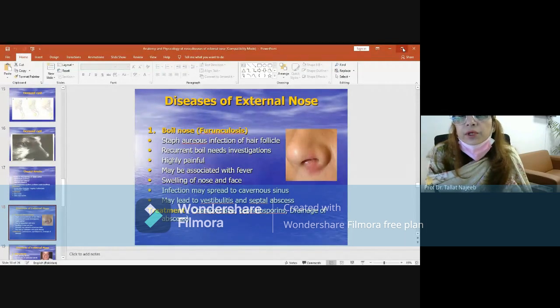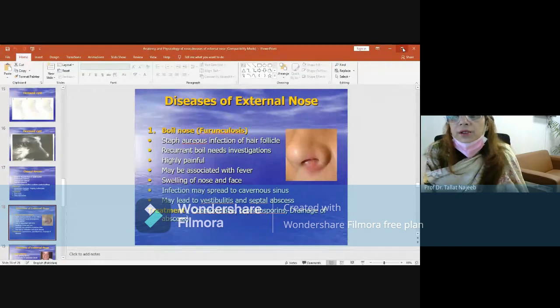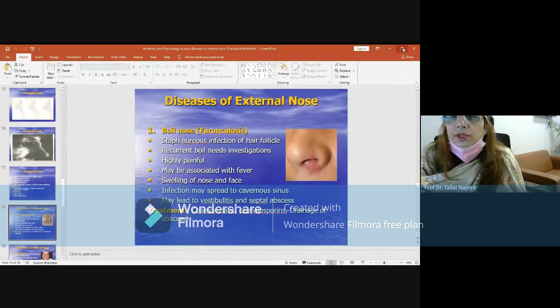It is a highly painful condition, and one life-threatening complication of boil is cavernous sinus thrombosis, because drainage from this area goes directly to the cavernous sinus, and these veins are without valves. So absence of these valves can spread direct infection from boil to the cavernous sinus, and there may be cavernous sinus thrombosis.